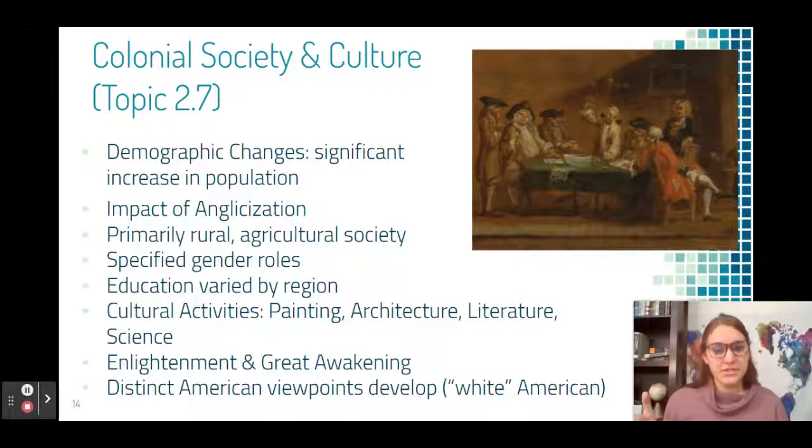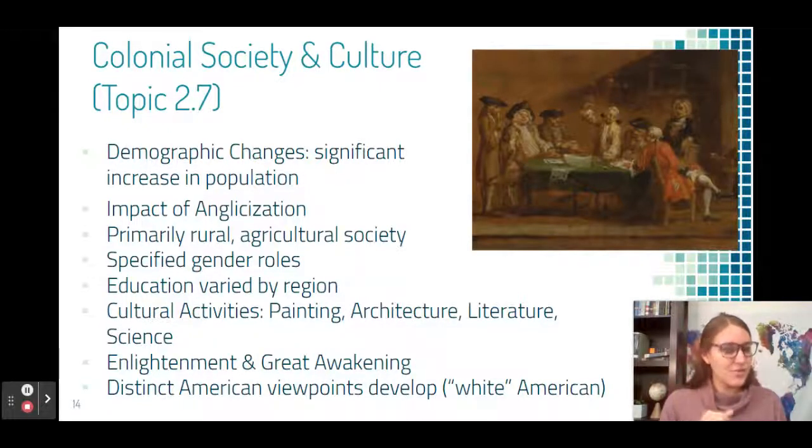However, additionally, there are going to be some big demographic changes. Some cities are developing, but it is still primarily rural and agricultural. There are specified gender roles. We still see significant differences in the colonies in education. In New England, there are many more opportunities for higher education. Cultural activities are prominent. And all of these things work to develop a distinct American viewpoint.